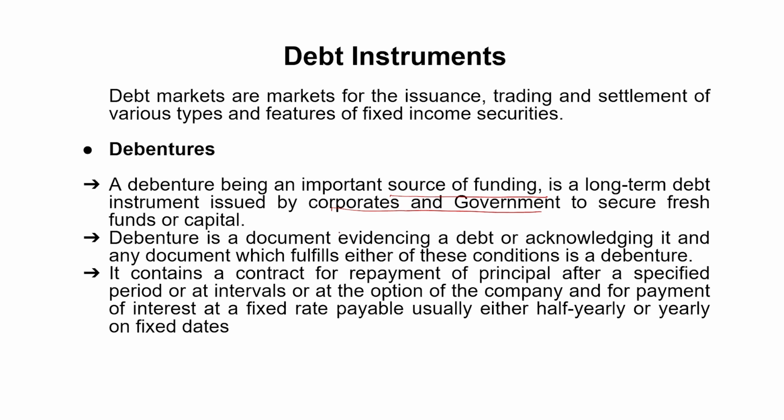Debenture is a document which evidences a debt or acknowledges it, and any document which fulfills either of these conditions is a debenture. It means this is like evidence that the company takes a loan from individuals. It contains a contract of payment and repayment on a specific date with the interest that is applicable, and there are contractual obligations applicable between the parties when someone buys the debenture. So, on a regular interval you enjoy the payment with the interest, that is the main feature of this debt instrument, or you may say debenture.